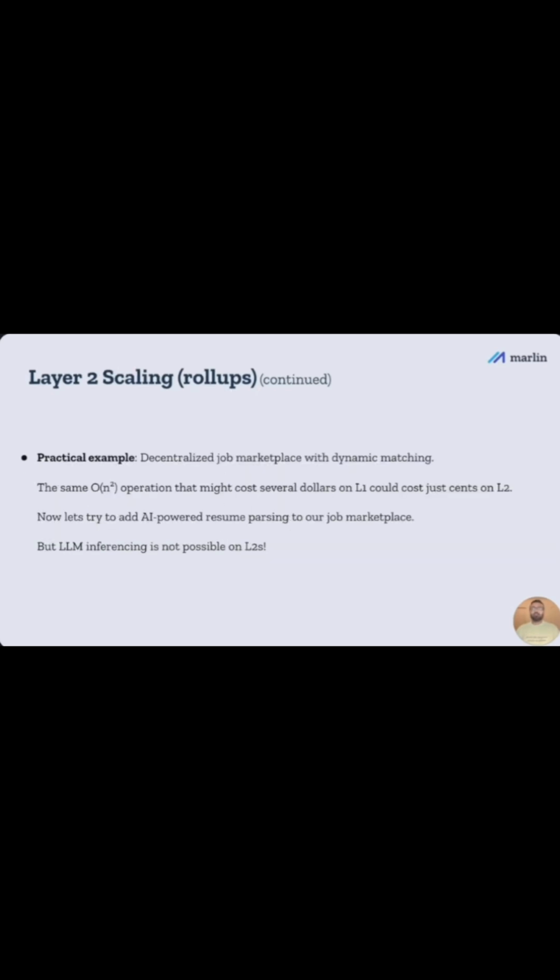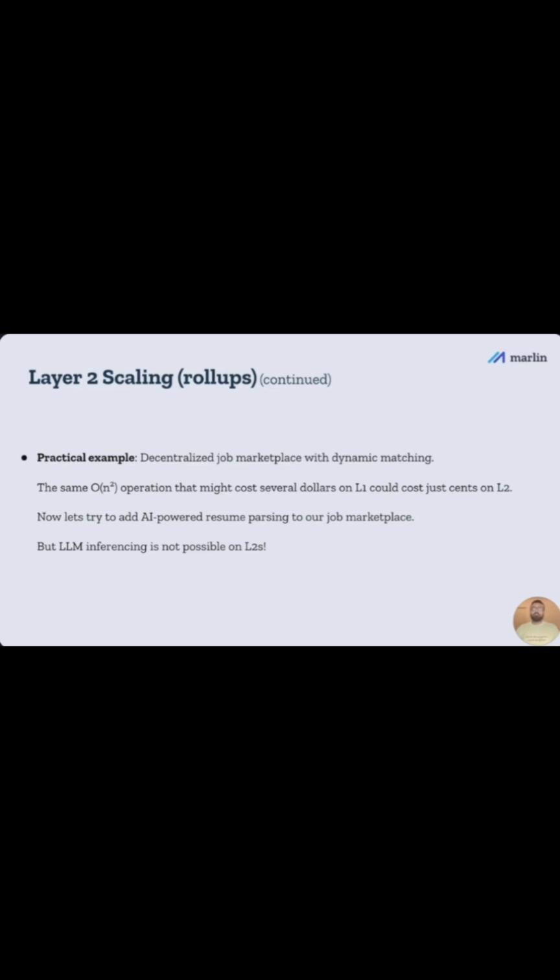Now that we know how rollups work, let's go back to our decentralized job marketplace example to find out how they can actually help us. Heavy computations like iterating through the candidate job pairs can be offloaded to L2, allowing for frequent rematching as profiles are updated. The same O(n^2) operation that would have cost us several dollars on L1 would now just cost us cents on L2, making the dynamic matching feature economically feasible.